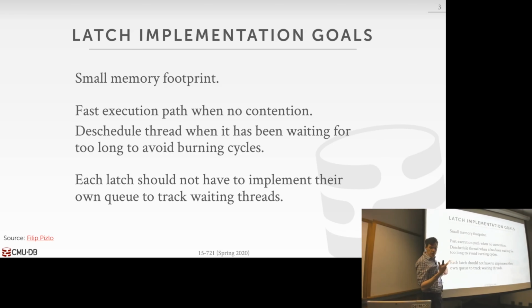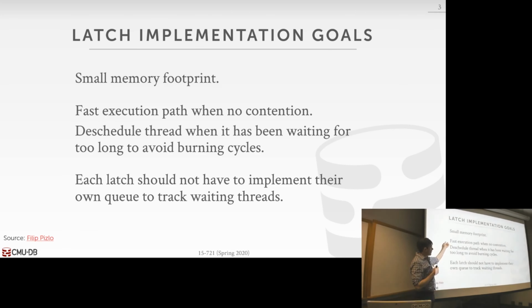In the pthread mutex, they are going to be 64 bytes, which is actually a lot. The reason why it's so big is that, for historical reasons, they have to have backwards compatibility with some older CPU architecture that required the latches to be 64 bytes. But there are other implementations that we could use that will be much smaller.